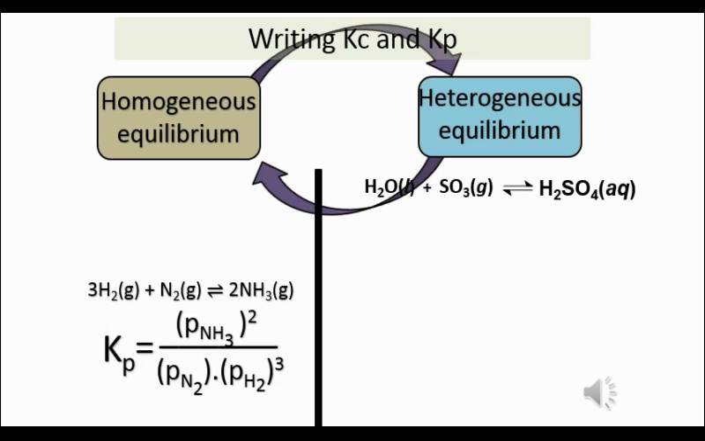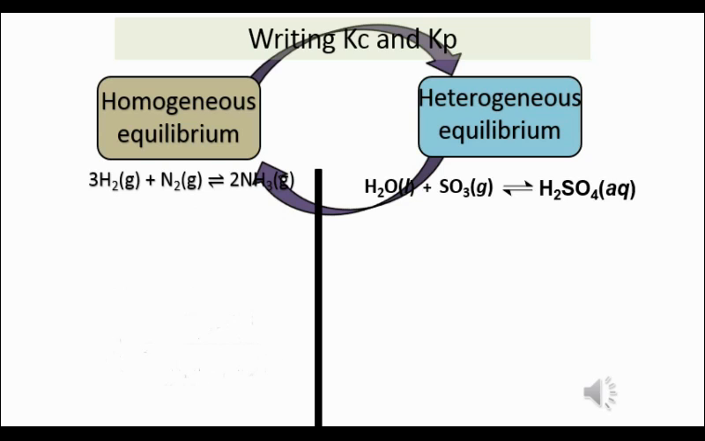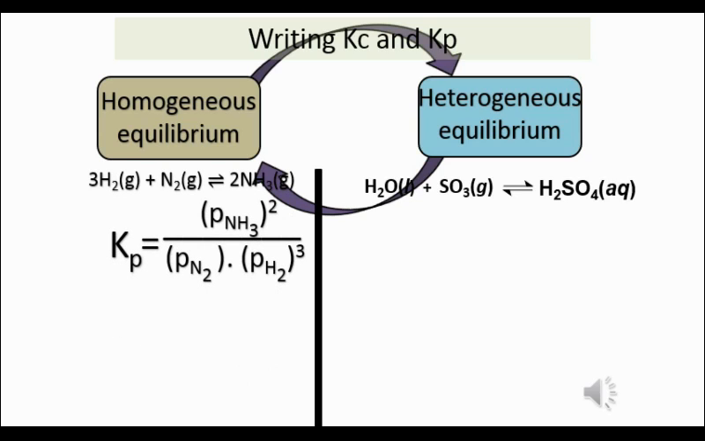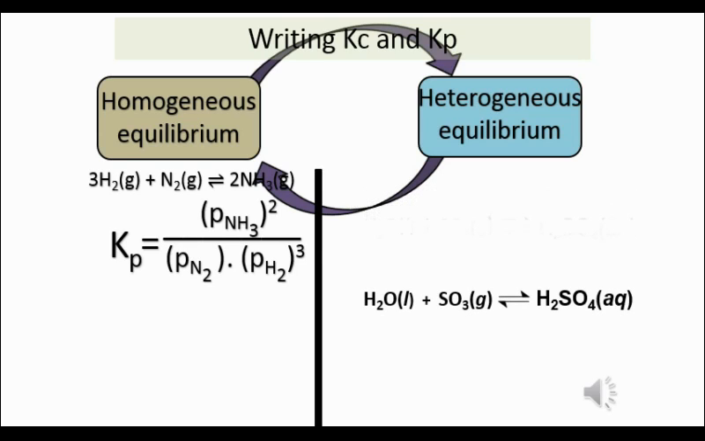Note that we have a coefficient 3 in front, so the partial pressure of hydrogen we raise to the power of 3. So now the equilibrium constant in the form of partial pressure for the reaction between hydrogen and nitrogen to form ammonia is the partial pressure of ammonia raised to the power of 2, divided by the product of the partial pressure of nitrogen and the partial pressure of hydrogen raised to the power of 3.